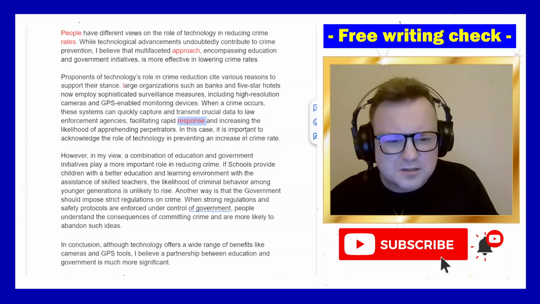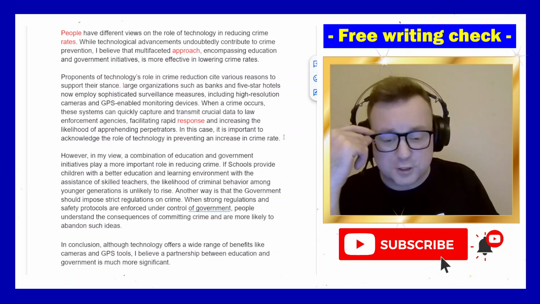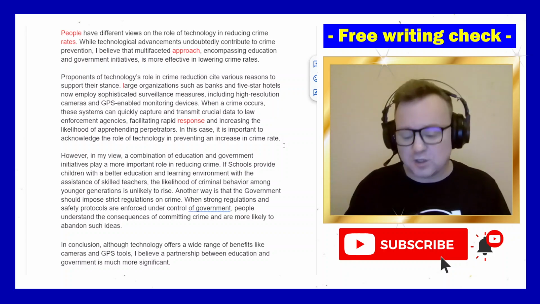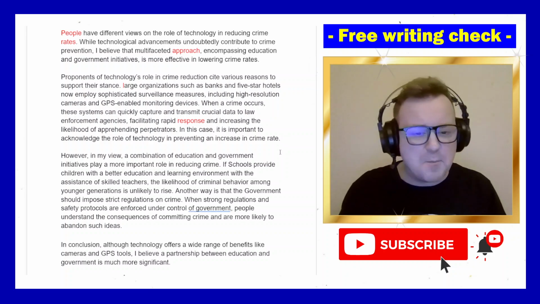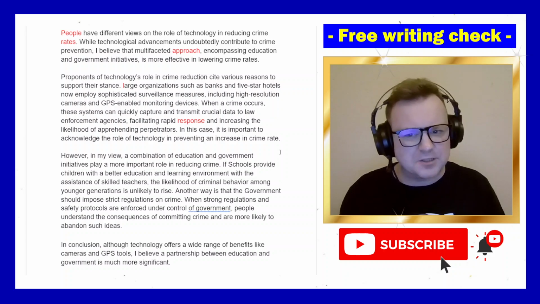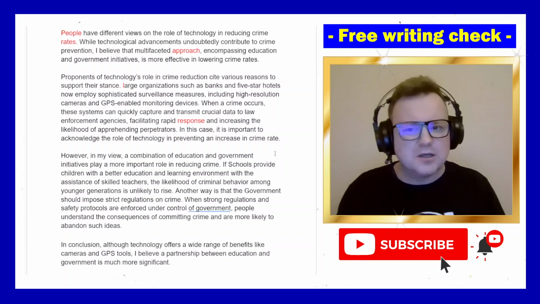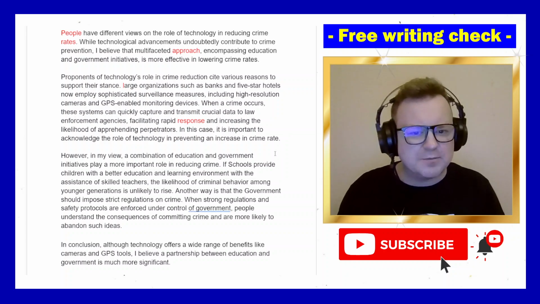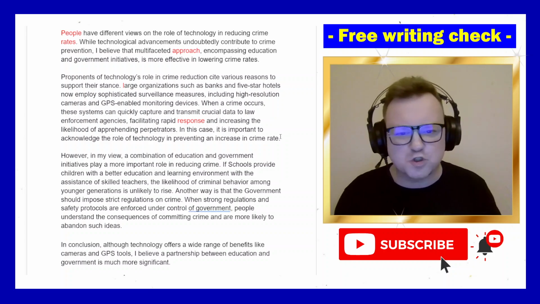In this case, it is important to acknowledge the role of technology in preventing an increase in crime rate. Okay, so firstly, the language is absolutely fantastic in terms of grammar, in terms of vocabulary, amazing language. I would even maybe guess that this candidate is using ChatGPT to correct their mistakes, or maybe using Grammarly to correct their mistakes, because the language just feels too good to be true.